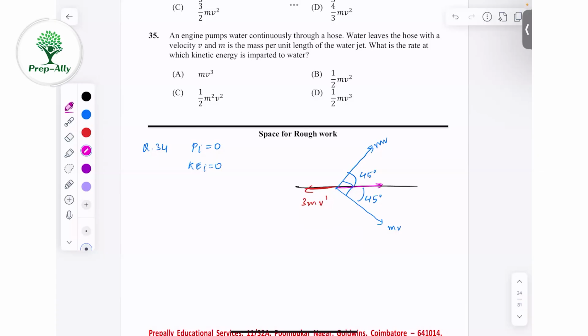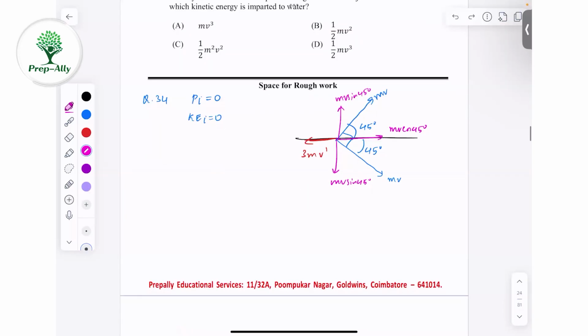If we break this into components, we get here mv cos 45, and this component is mv sin 45. Similarly, this also becomes mv sin 45, and this is again mv cos 45. So these will get cancelled. So we can conserve momentum now. We get 3mv dash equals 2 times mv cos 45 degrees. So m gets cancelled, and we get v dash equal to 2 by 3 times v by root 2. That will give us root 2 v by 3.